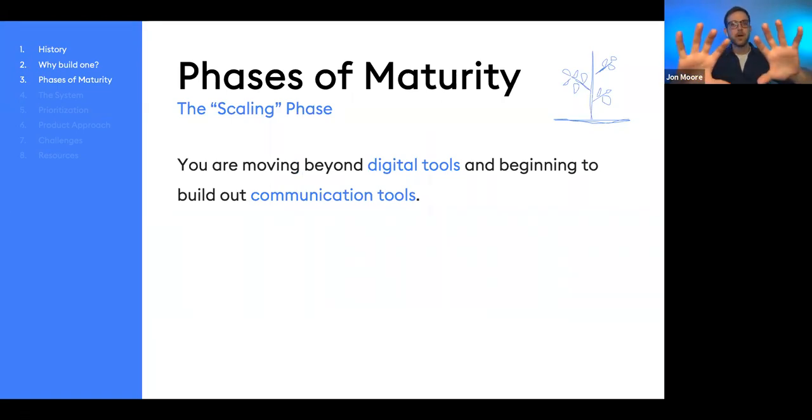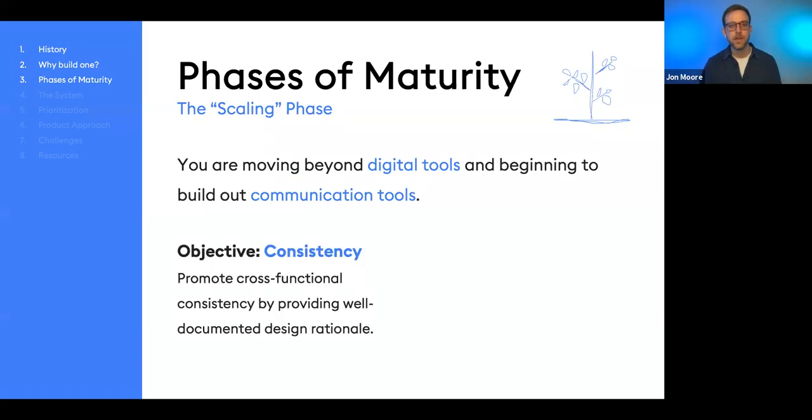In this scaling phase, you're really moving beyond those digital tools and beginning to build out communication tools so that you can get the message out as to what you're creating centrally. So your objective here, because of those communication tools, is consistency. You really want to promote that cross-functional consistency by providing well-documented design rationale. So if you're a design team and you are starting to systematize some of your page patterns and your interactions and your components, start to document those so that product management or people in sales can understand what those tools are, how they're to be used and how they work, so that people will be speaking the same language and will understand on their own, without intervention from the design team, exactly how things work or should work.